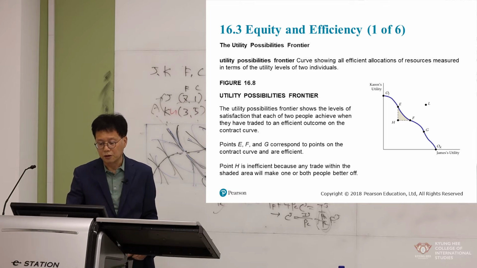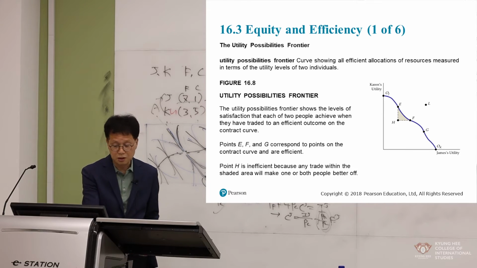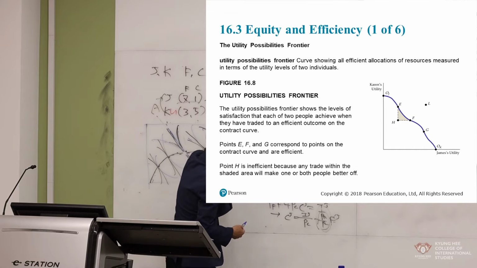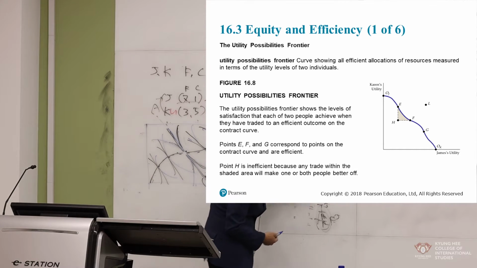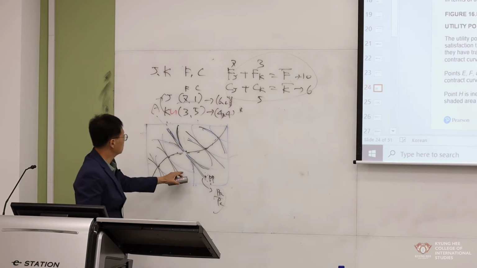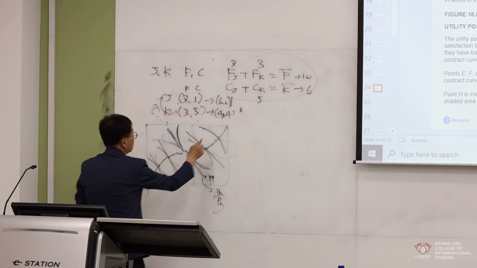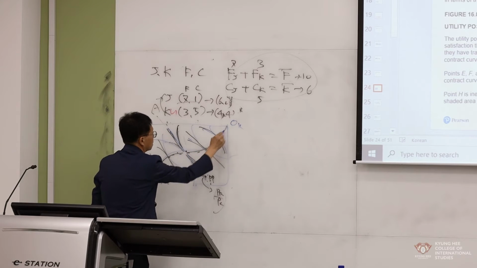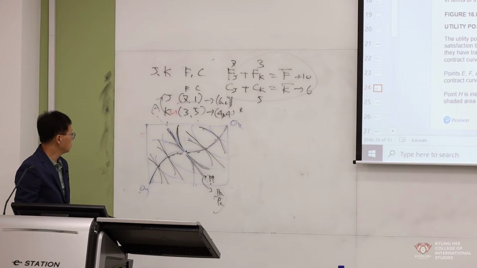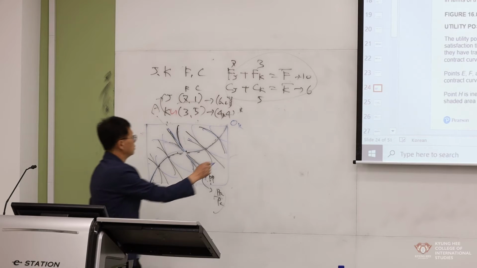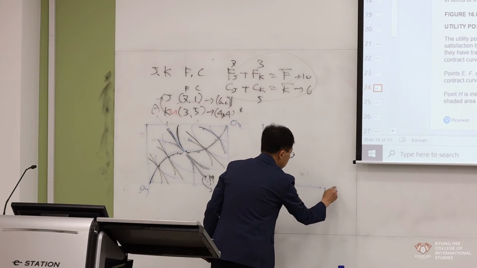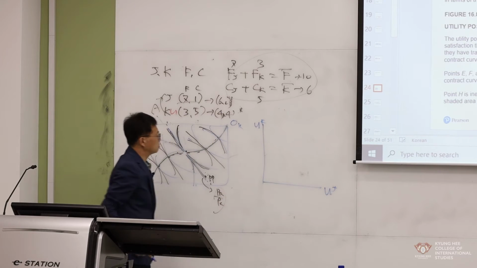Slide number 24, utility possibility frontier. What is the utility possibility frontier? It's very simple. The utility possibility frontier is derived from this Edgeworth box, right? The contract curve of the Edgeworth box. From this one, we can derive it. The X variable is the utility level of James. The Y variable is the utility of Karen.